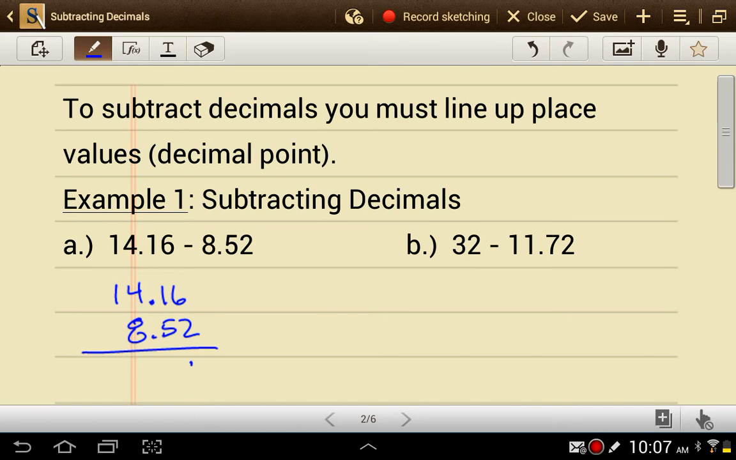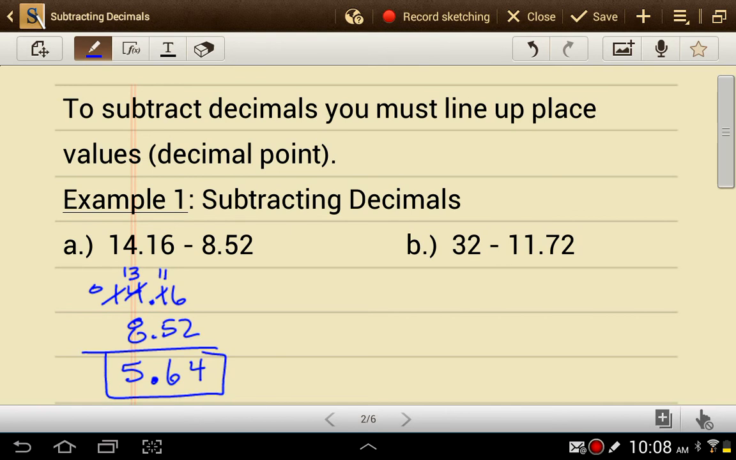6 minus 2 is 4. 1 minus 5, I can't do. Here's my borrowing that I just illustrated. That's going to become 11. I add 10 to that number. I take 1 away from that one. 11 minus 5 is 6. Decimal point moves down. I cannot do 3 minus 18, so that becomes 13. Add 10. Take 1 away from the number to the left, and that becomes 13 minus 8, which is 5. And I get 5.64.